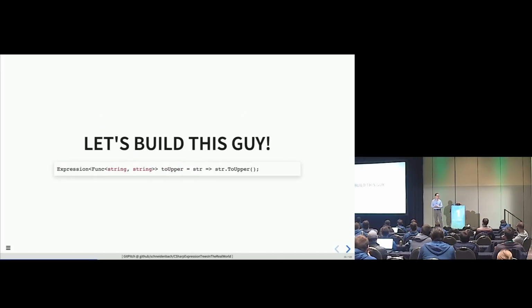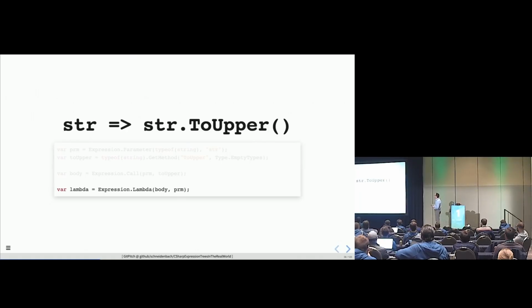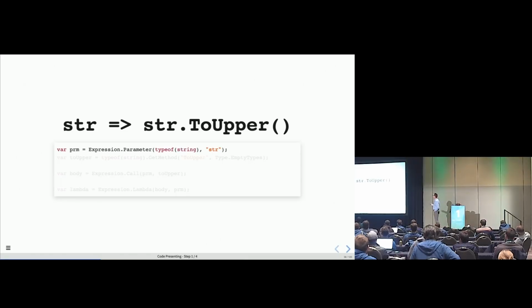So we're going to build this thing. We're going to build this guy right here. We're going to do our string toUpper, and we're going to do it using the Expression API. Let me show you. So string toUpper starts with our expression parameter. We've got type of string, but we also want to give it a name. We've called him str, so we're going to declare that Expression.Parameter and call him str, using the second argument of that Expression.Parameter function.